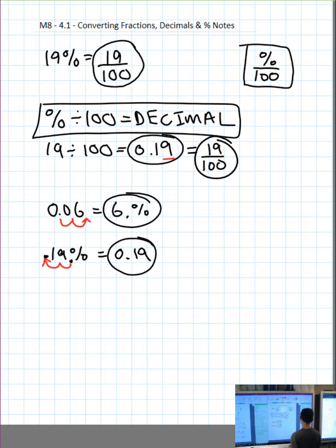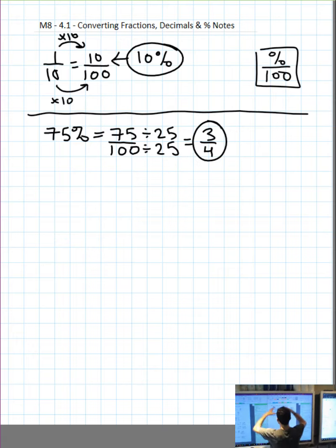Excuse me, I messed up that last one. And then we can obviously use equal fractions like we did from chapter 2 to convert from fractions into percentages, or percentages into fractions, or eventually decimals.